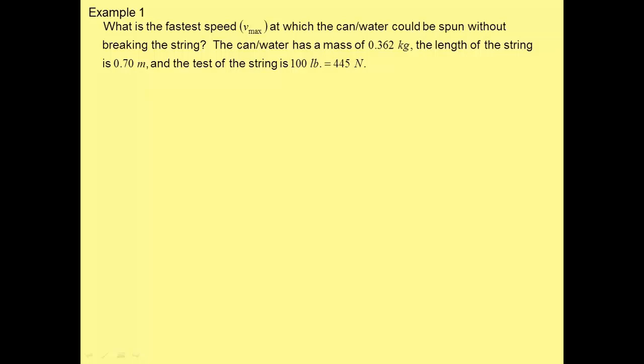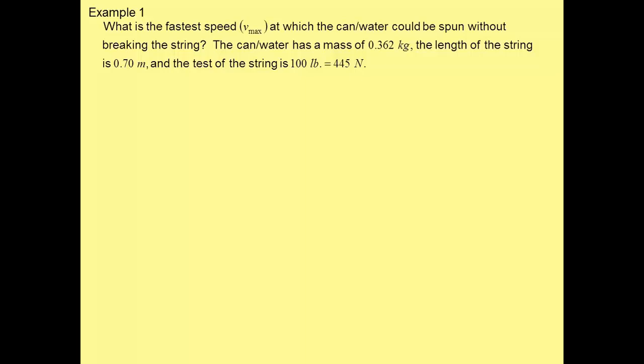Okay, let's do a couple of examples now. The first one, what is the fastest speed at which the can-water combo, notice not the water this time, but the can and the water total, could be spun without breaking the string? That's if the can and the water has a mass of 0.362 kilograms, the string is about 0.70 meters long, and the test of the string is a 100-pound test, which is 445 newtons if you convert. If you don't know, test is the rating of how strong the string is. It's how much force you can put on it before it'll break.